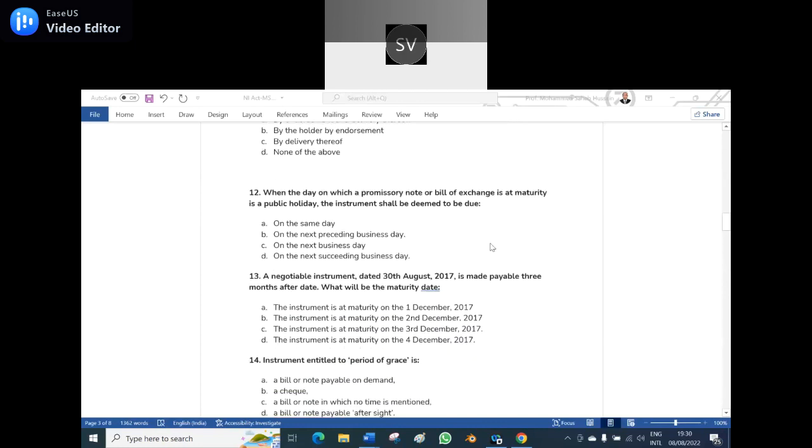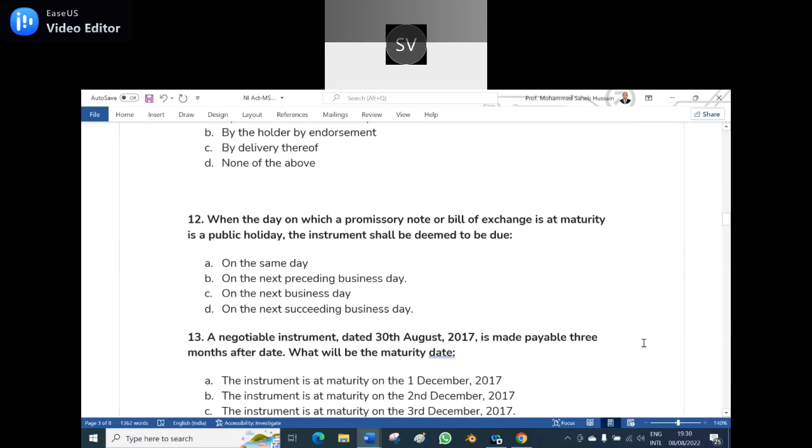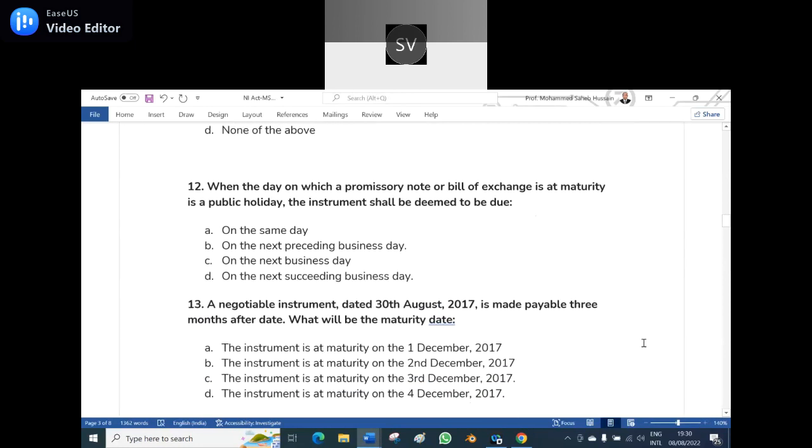12th question, when the day on which a promissory note or bill of exchange is at maturity is a public holiday, the instrument shall be deemed to be due. Option A, on the same day. Option B, on the next preceding business day. Option C, on the next business day. Option D, on the next succeeding business day. Option B. Yes, option B is the correct answer, on the next preceding business day.